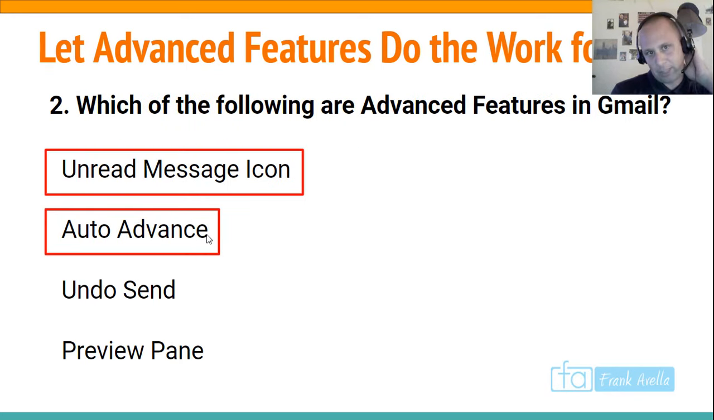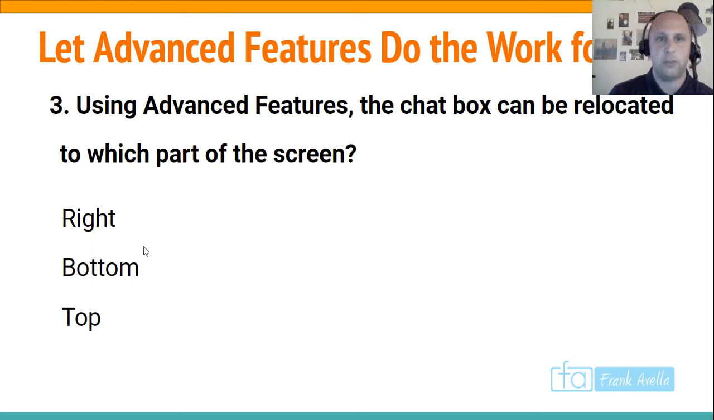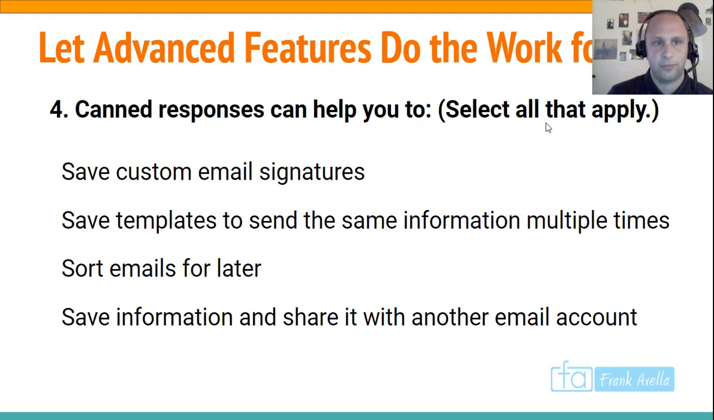And listen, you would know this by exploring yourself, right? Maybe you don't know this when you're doing it, but if you watch the video and go on and try it yourself, you'll see some of them. The best way to prepare for this Google Unit 2 is to watch the test videos, but more importantly, to then try them on your own. Using advanced features, the chat box can be relocated to which part of the screen? To the right part of the screen. Again, this is in advanced features. So for these questions, I suggest you go to your Gmail, go to the advanced features section, and try for yourself. Give it a look.